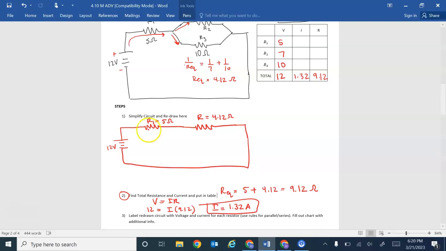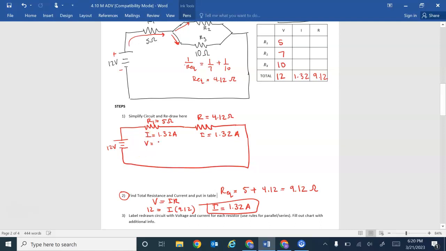Okay, so again, we're going to number 1, our redrawn circuit. So this is a series circuit. So I know in a series circuit, there's only one pathway for those electrons to flow, so the current is staying the same. So the current through each of these is just what I found for the total current, which is 1.32 amps. Okay, now on the redrawn circuit, I want you to find the voltage drop for each of them.